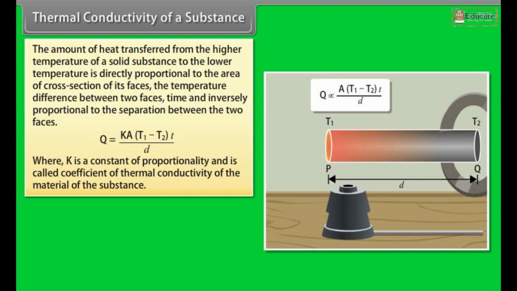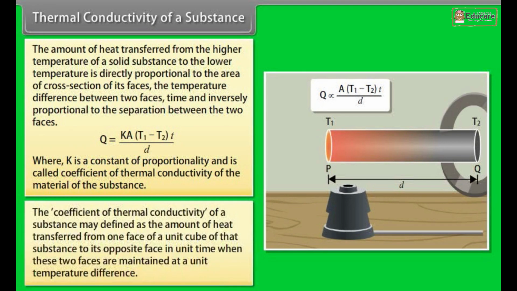where K is a constant of proportionality and is called the coefficient of thermal conductivity of the material of the substance. The coefficient of thermal conductivity of a substance may be defined as the amount of heat transferred from one phase of a unit cube of that substance to the opposite phase in unit time when these two phases are maintained at a unit temperature difference.